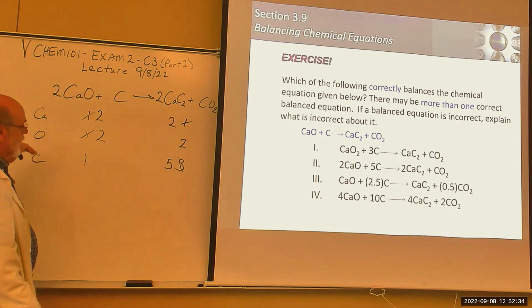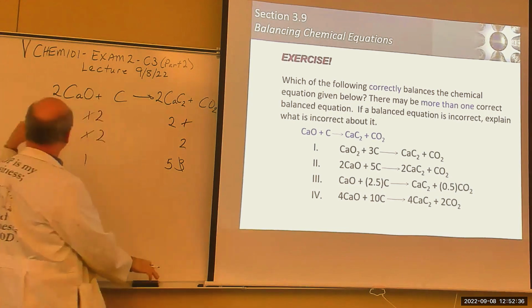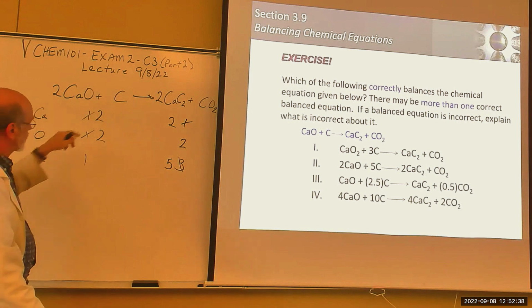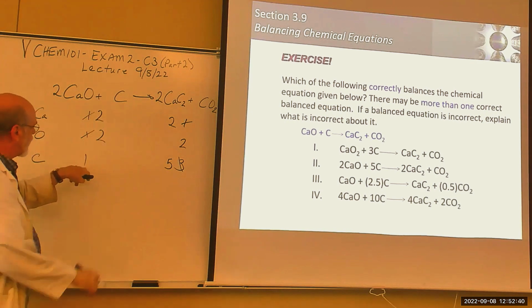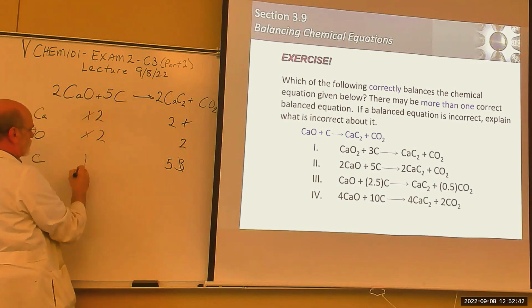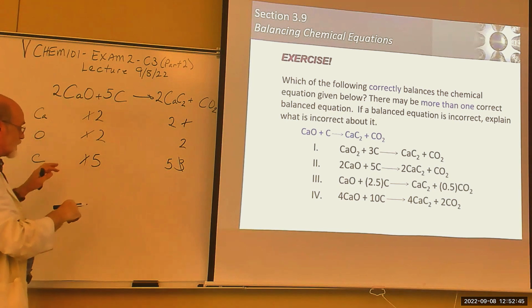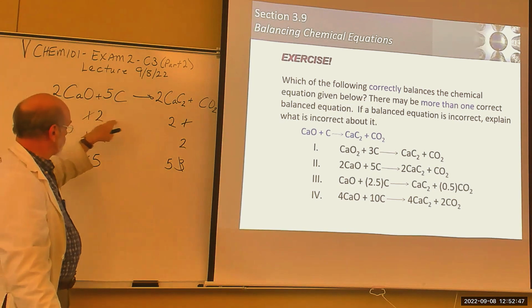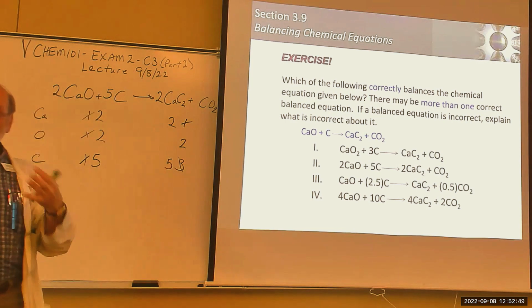All right, so now we've got calcium, oxygen balanced. Now we can balance our carbons. We need 5 carbons over here. And you can see with this budget, you can see exactly 2, 2, 2, 2, 5, 5. You know it's balanced.